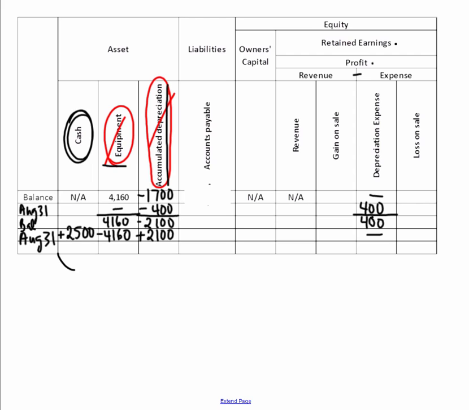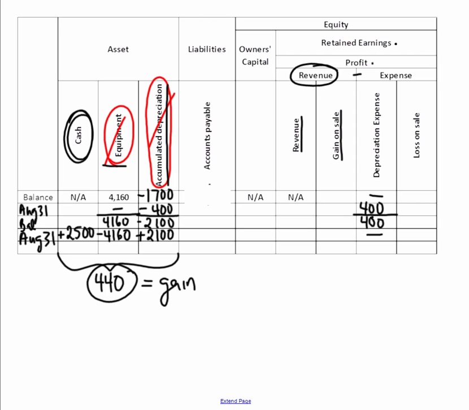If you look over here and you take the total of these things, you'll realize that we're missing $440. What is that equal to? That's equal to my gain on sale. Notice this is my revenue area, but I have a gain on sale. How much did I gain? I gained $440. It's a plus because it was a gain.